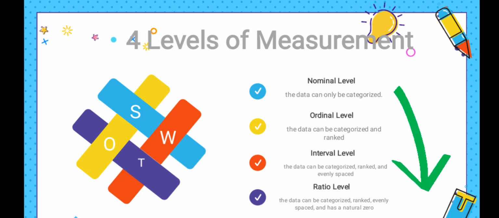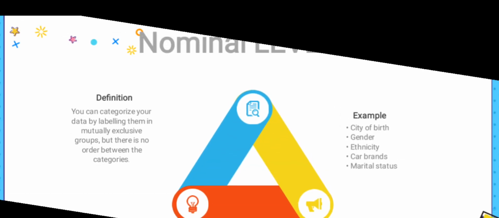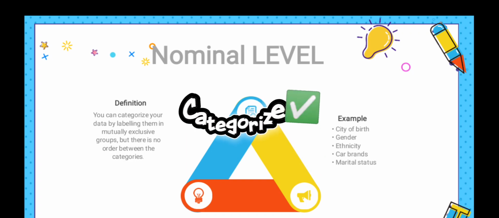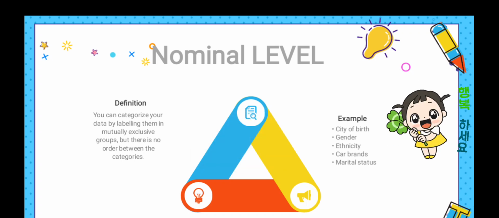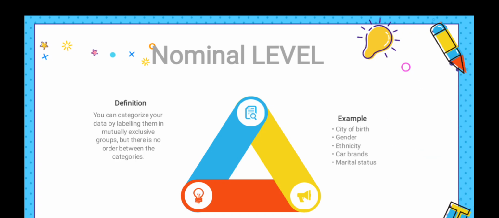The four levels of measurement are cumulative. This means that they each take on the properties of lower levels and add new properties. In nominal level, you can categorize your data by labeling them in mutually exclusive groups, but there is no order between the categories. Examples of nominal scales: city of birth, gender, ethnicity, car brands, and marital status.